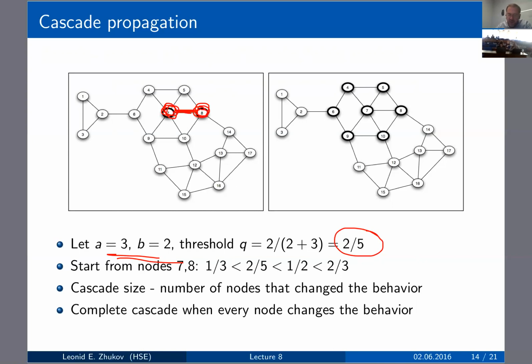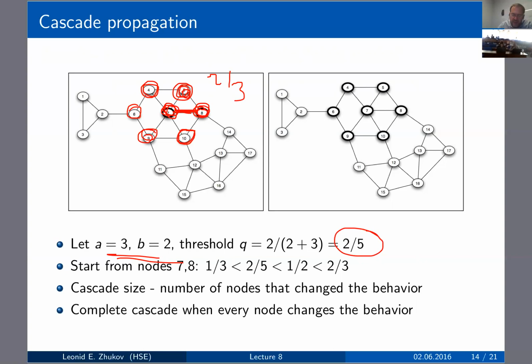And let's say we have those 2 guys who are starting the story. Well, if we look at this, we realize that for guy number 5, again, 2/3 of his friends are switching, and so he will switch. For number 4, he will switch after that. Number 10 will switch. Number 9 will switch, and even number 6 will switch.